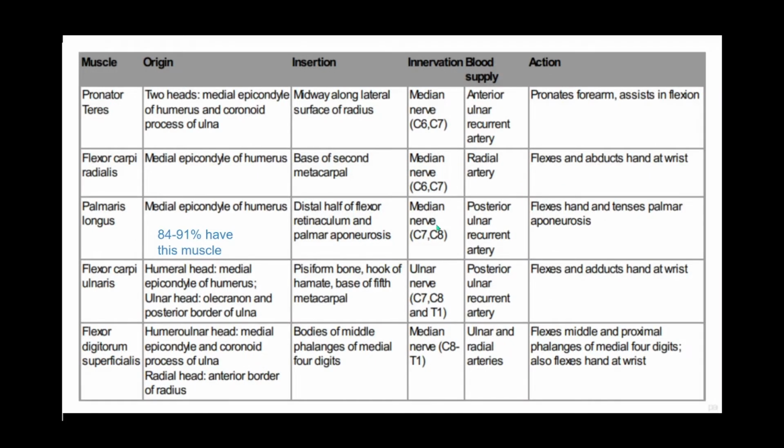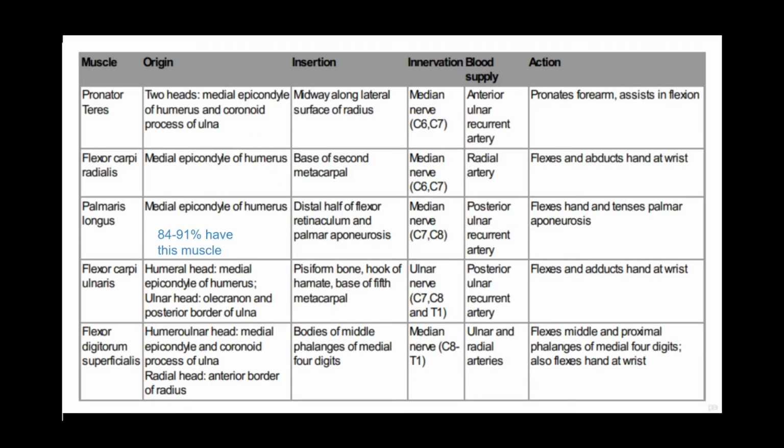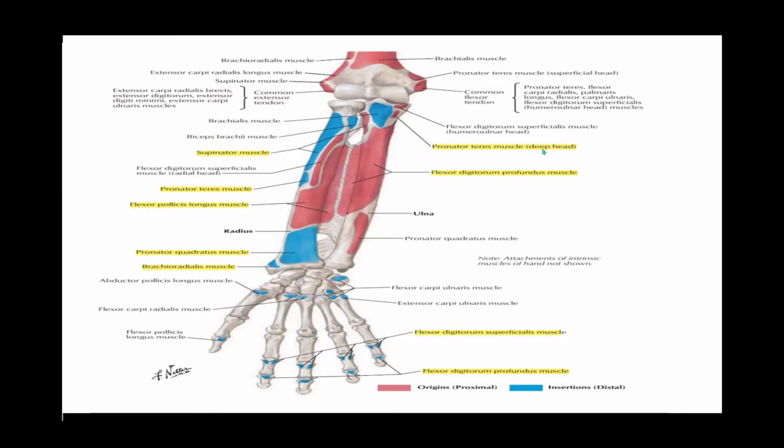This image is extracted from Frank Netter's Atlas of Human Anatomy. Same as this, this table is also an extract from the Atlas of Human Anatomy by Frank Netter. So let's just look in more detail. The pronator teres muscle has two heads, a deep head and a superficial head.